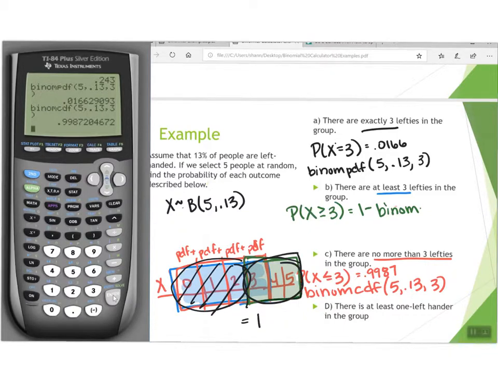So in the calculator we'll press 1, and we'll do minus. And this time we're going to do the CDF again. We're going to do the CDF up to 2, because who are we including? 0, 1, and 2. And when we take the 1 minus it, that's going to give us 3, 4, and 5. So, second bars.